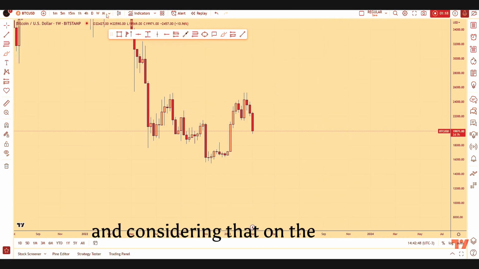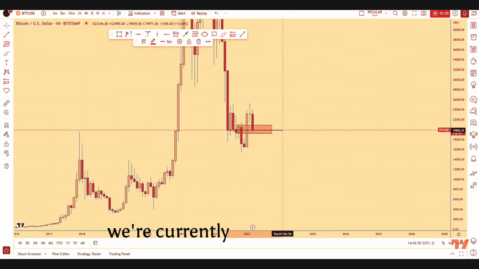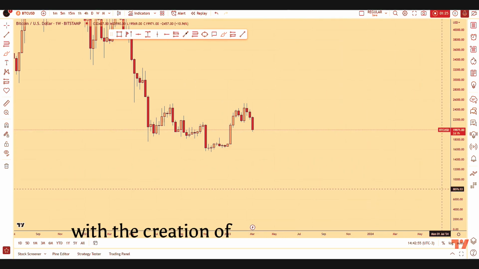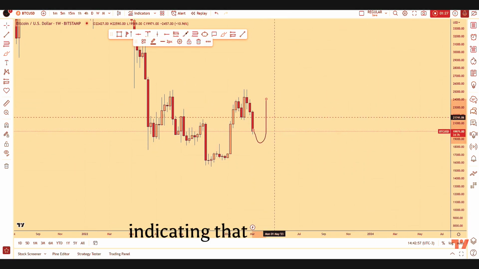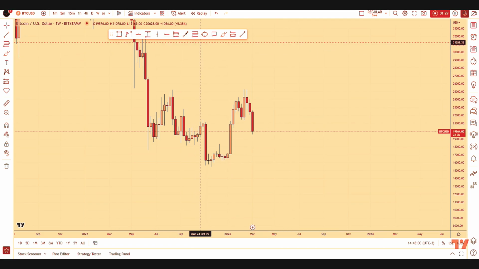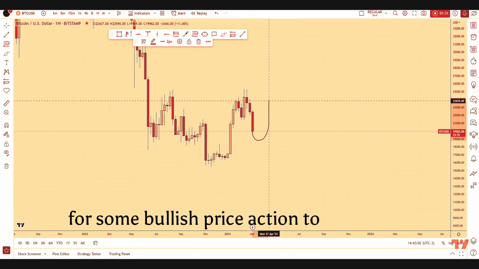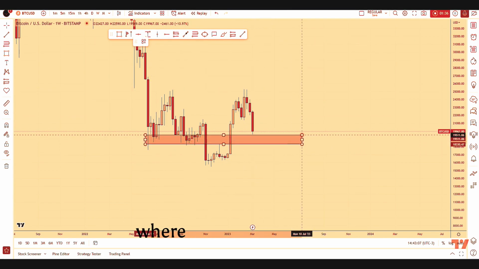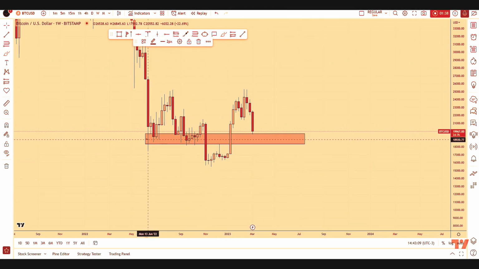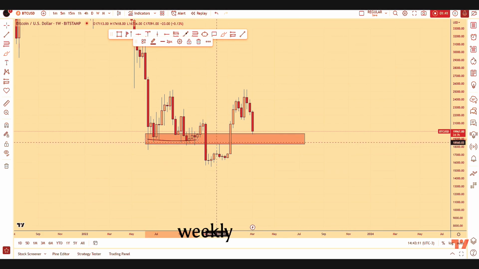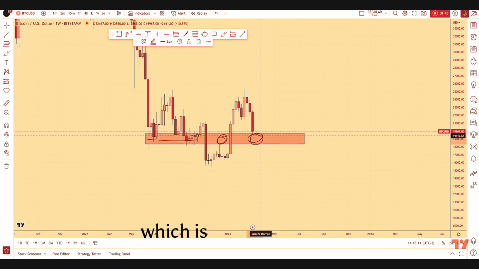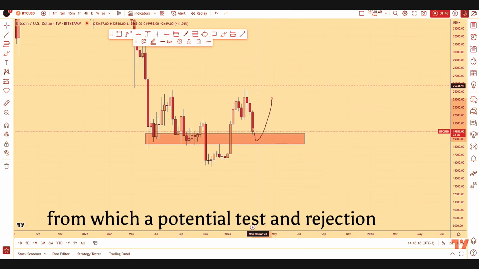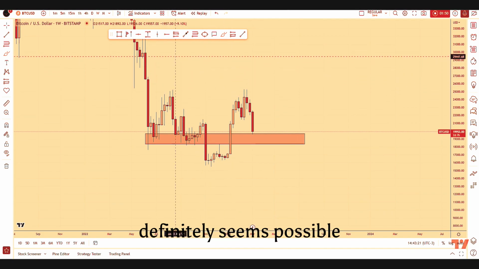And considering that on the monthly, as we have already seen, we're currently inside of support, we have a monthly support level with the creation of a weekly M pattern, indicating that at this point there is definitely the possibility for some bullish price action to start to be developed away from this zone. Now, if we have to really identify where the support is here on the weekly, we can see how this is previous weekly support turned resistance here, which is now once again acting as support here, from which a potential test and rejection to the upside definitely seems possible.